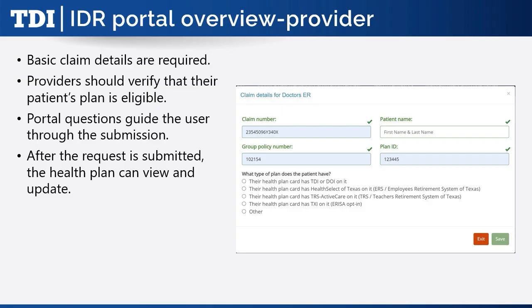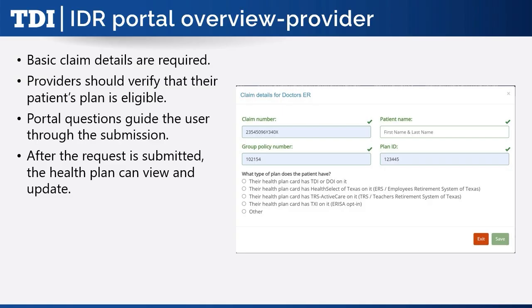In an effort to make it as simple as possible, we just collect very basic information such as the claim number, the patient's name, the group policy number and the plan ID. We ask that providers go through and verify that the patient's plan is eligible. A way they can do that, again, is looking at the ID card, looking for the TDI or DOI, which is a good indication that it'll be eligible.